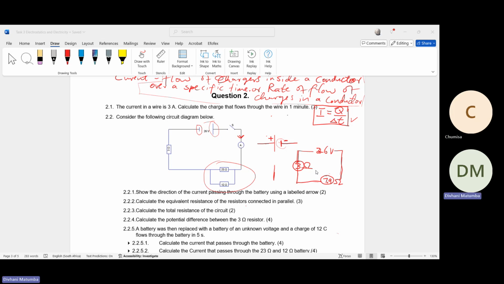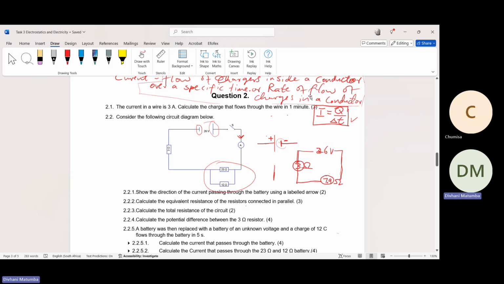So V is directly proportional to I, but I is inversely proportional to resistance. So I equals V over R. I equals V over R. I'm glad that you understand most of the concepts.